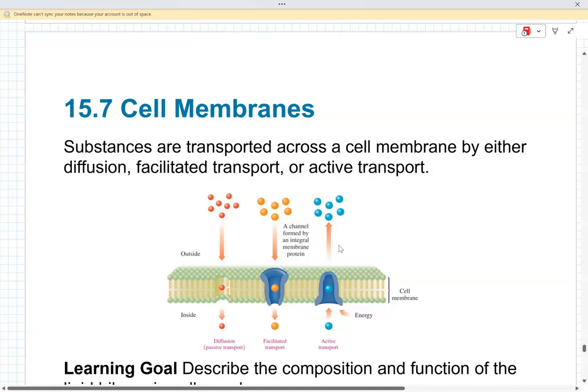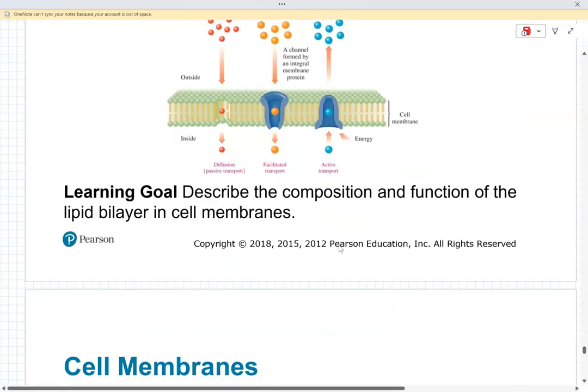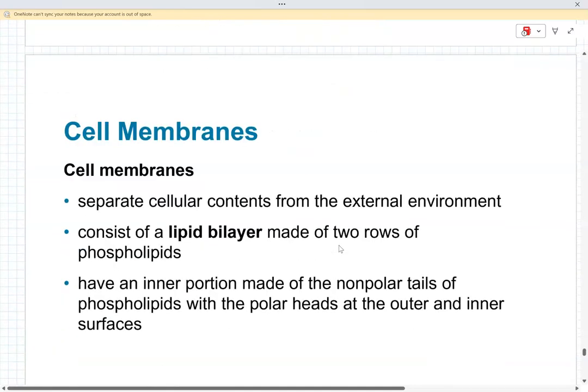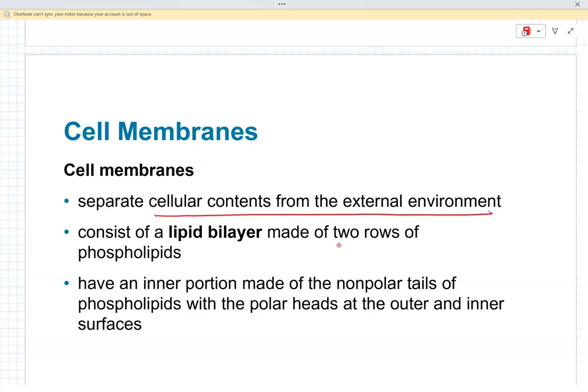Now, it brings us to the conversation about the cell membrane organization. So I'm going to skip that introductory slide. And the idea is that cell membrane separates the content inside of the cell from the outside. And all membranes in animals, plants, fungi, and most bacteria consist of a lipid bilayer. Okay?